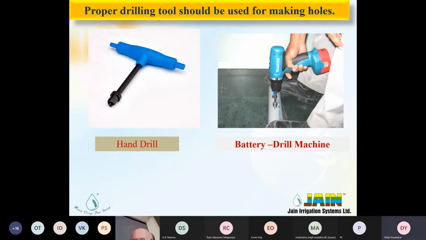Now, how is the installation done? First, when the drip line has to be fixed on the pipeline, the submain line, which is a PVC pipeline or HDPE pipeline, they have to make a drill hole on the pipeline. This is a drill tool. The drilling can be done by machine or by hand.